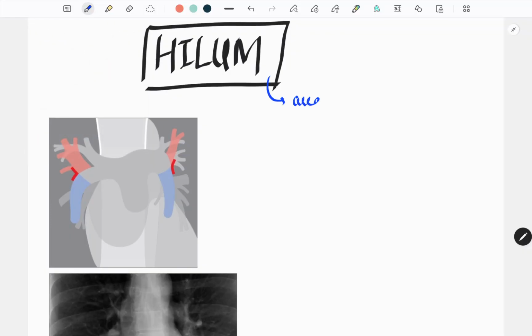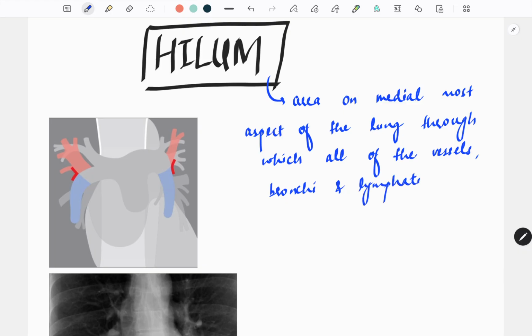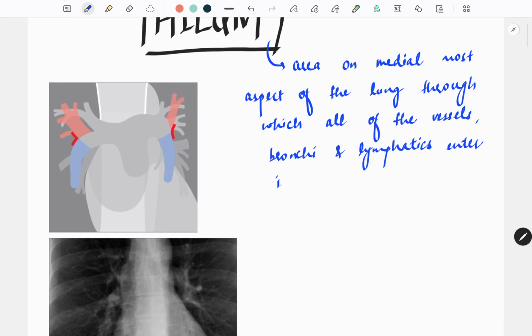Hilum is the area on the medial most aspect of the lung through which all of the vessels, bronchi and lymphatics enter the lung.